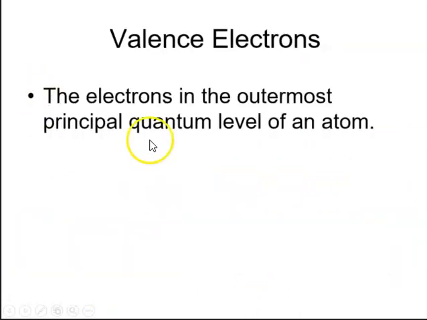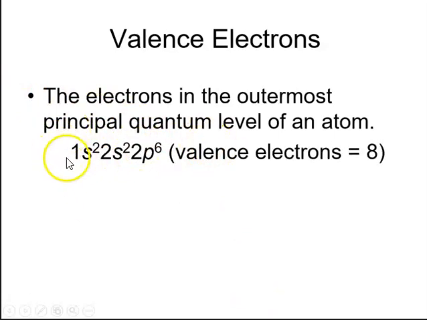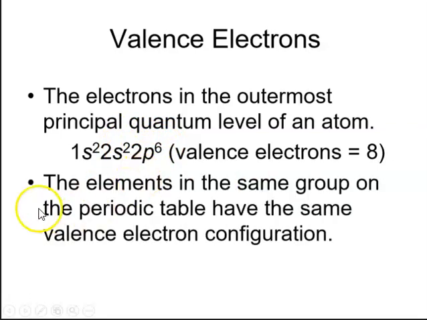All right, so the electrons in the outermost principal quantum level of an atom are the valence electrons. So when you're looking at a configuration, like 1s2, 2s2, 2p6, it's the electrons in the highest principal quantum number, so the highest energy shell. In this example, these 2 electrons in the 2s and the 6 electrons in the 2p would be the valence. So there would be 8 valence electrons here.